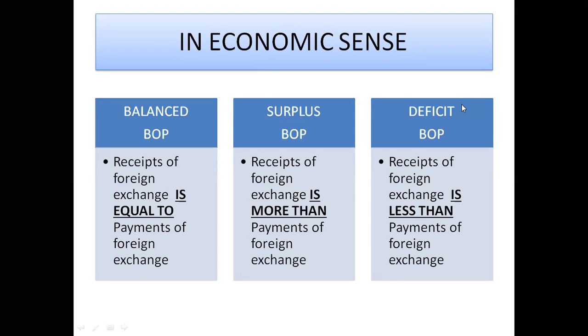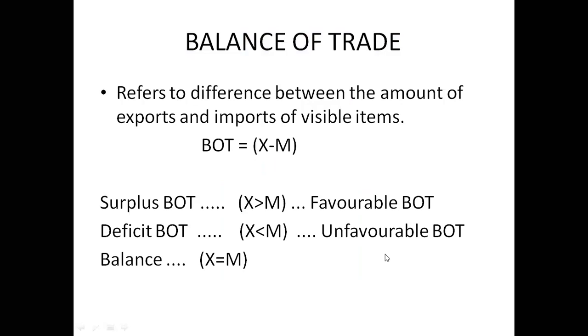So in economic sense, we can clearly say that BOP can be of three types: balanced BOP, surplus BOP, deficit BOP. What is the balanced BOP? Balanced BOP means where the receipt side of BOP is equal to the payment side of BOP. Surplus BOP, where the receipt side of BOP is more than the payment side of BOP. And deficit BOP, where the receipt side of BOP is less than the payment side of BOP. Clear? Moving further.